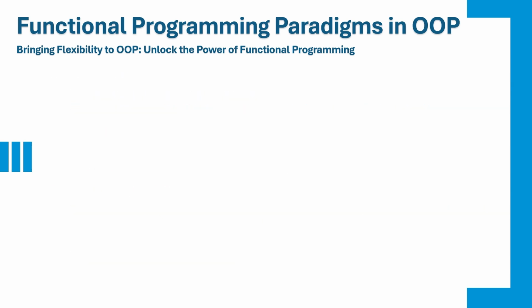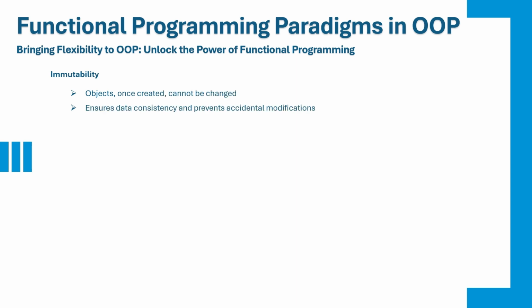Now let's explore two powerful concepts from functional programming that are making their way into modern OOP: immutability and pure functions. These ideas might seem abstract at first, but they're crucial for writing more predictable, testable, and bug-resistant code. Let's start with immutability. In simple terms, immutability means once an object is created, it can't be changed. Instead of modifying data, you create new objects with updated values. This might sound inefficient at first, but in some cases it actually helps prevent a lot of tricky bugs that come from unexpected changes to shared data.